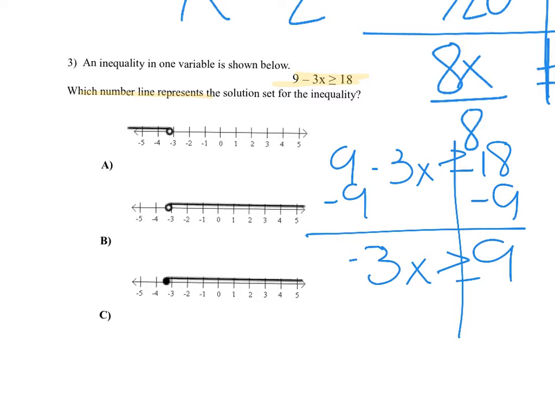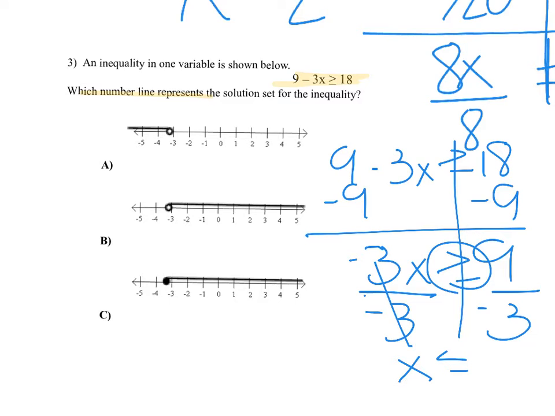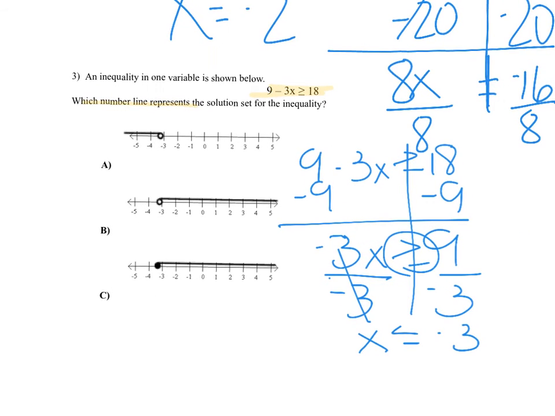Negative 3 and x are multiplying, so I'm going to divide. Okay, but remember the rule for dividing by a negative or multiplying by a negative, we have to flip this sign. So I'm going to flip that sign and make it less than or equal to negative 3. Okay, so that being said, that all works out right there, and that finishes number 3.